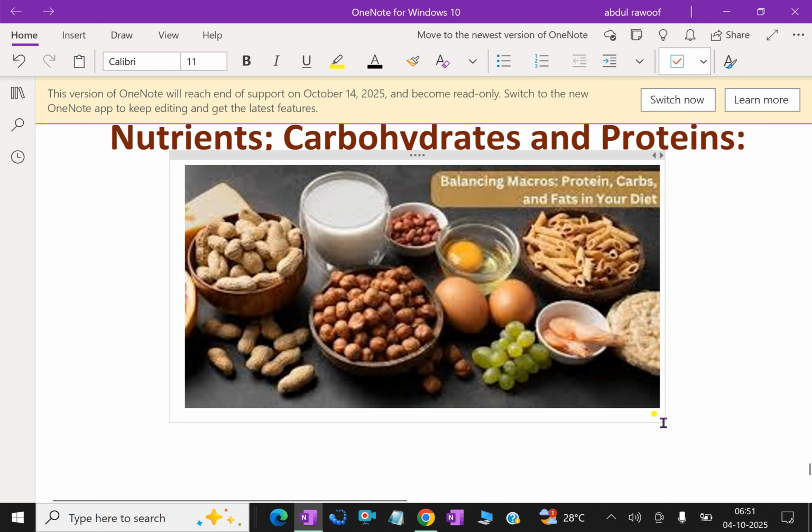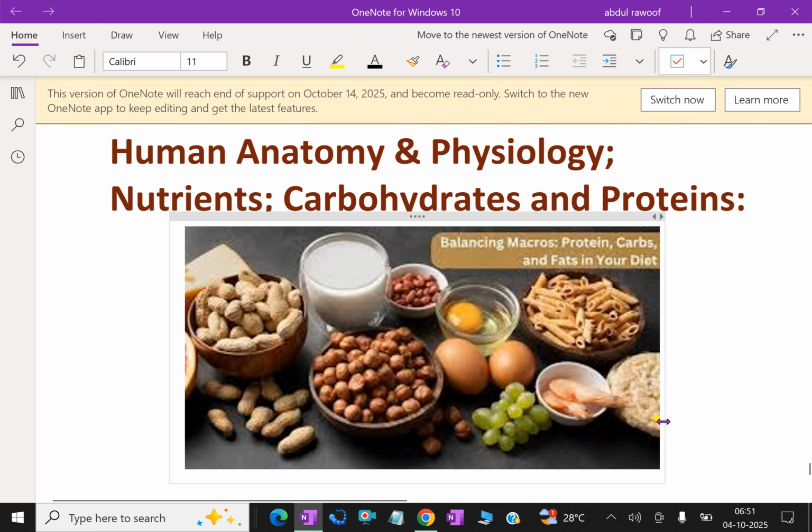So far, we have discussed in human anatomy and physiology regarding nutrients, carbohydrates and proteins.